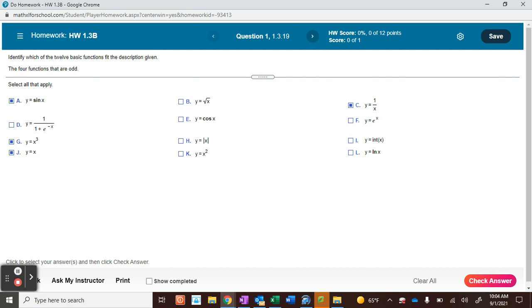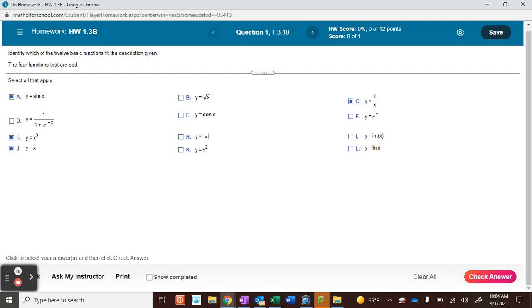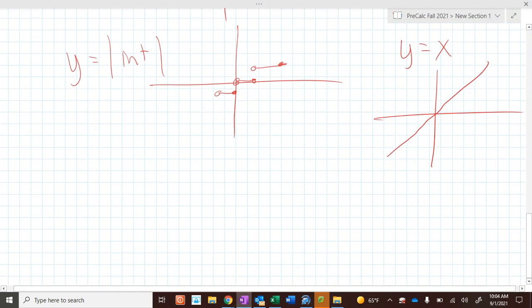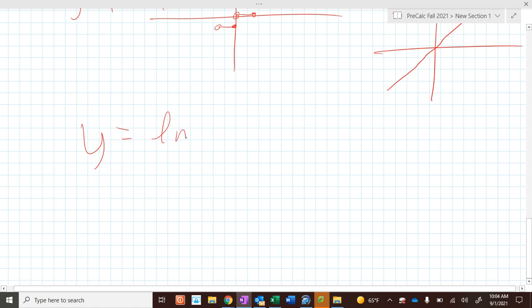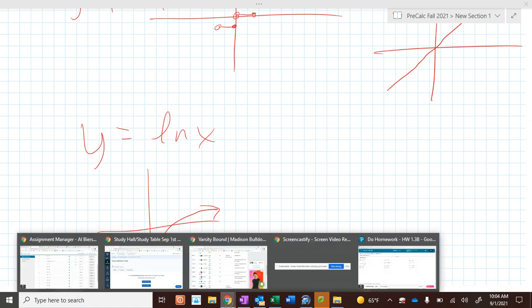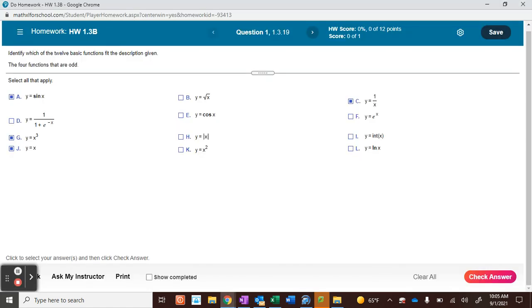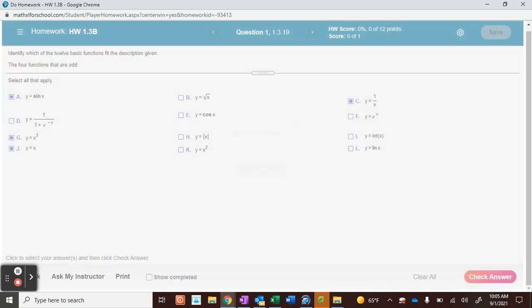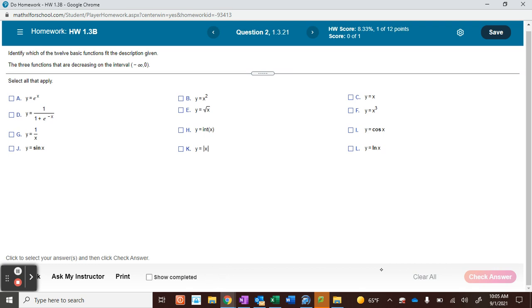What's y equals x squared? Parabola, so it's an even function. And y equals the ln of x is a function that looks like this. It's not either even or odd. So let's check and see if Mr. Bierschbach has a brain at all. Yes, he does. Okay, so this one is not even or odd. Okay, so you'll have some questions about even or odd.